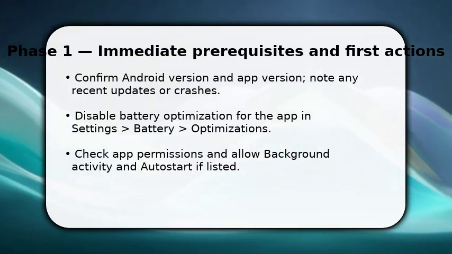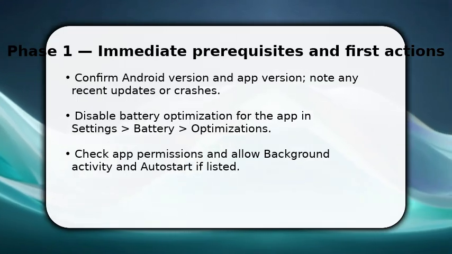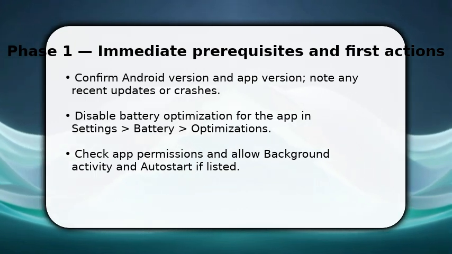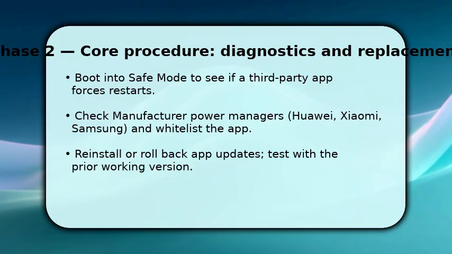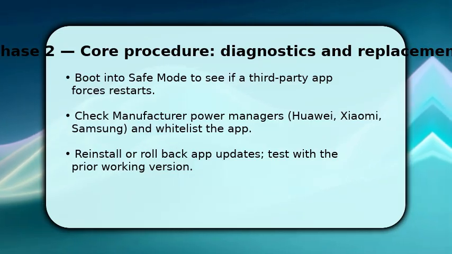Clear the app cache if you see corruption, and restart the app to verify whether it still restarts automatically. These steps address the most common causes immediately. Once initial fixes don't hold, use Safe Mode to determine if another app triggers restarts. Safe Mode disables third-party apps, so you can isolate the cause.